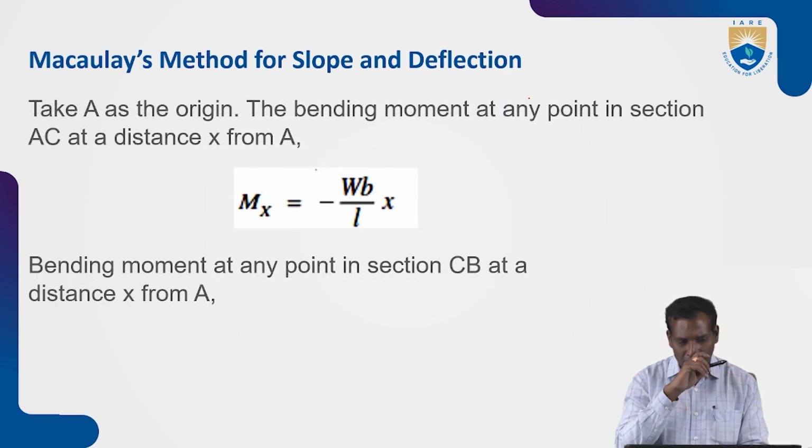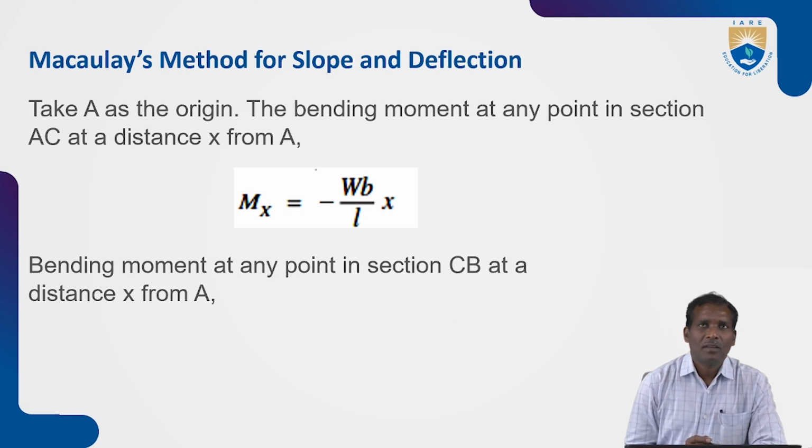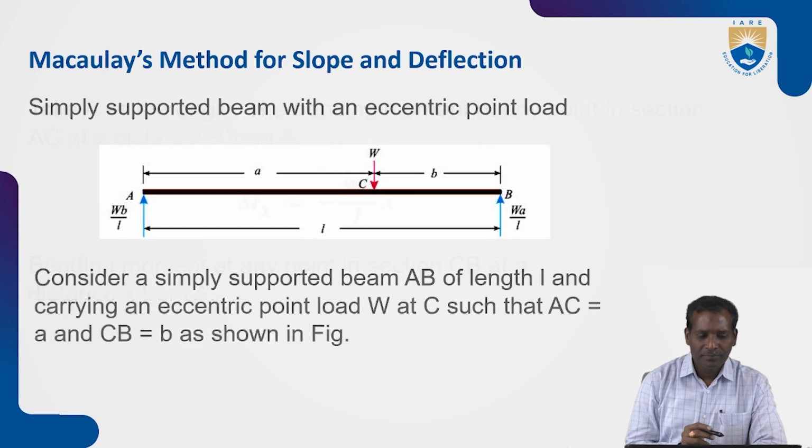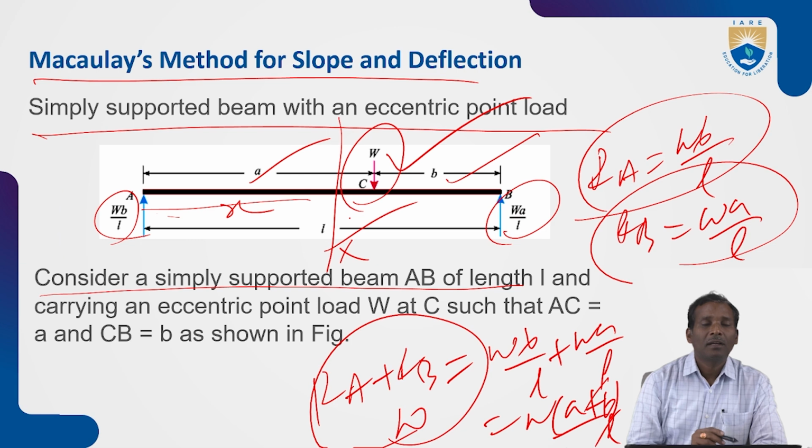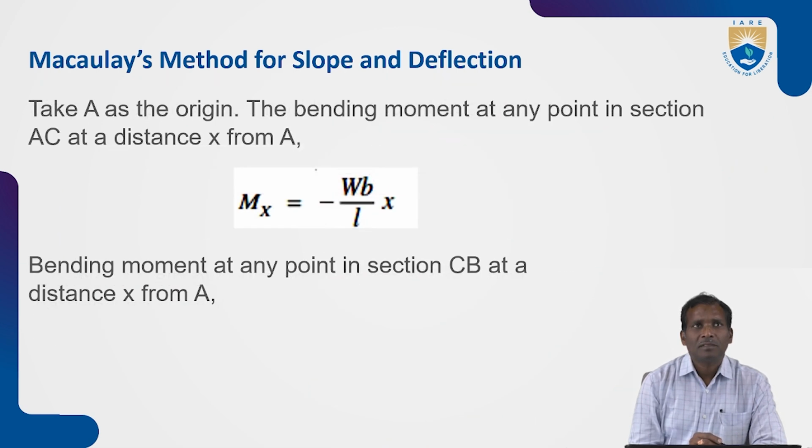Now calculate the bending moment at any point in section AC at a distance x from A. Here, take a section, any section, any point, at distance x. Take A as the origin.